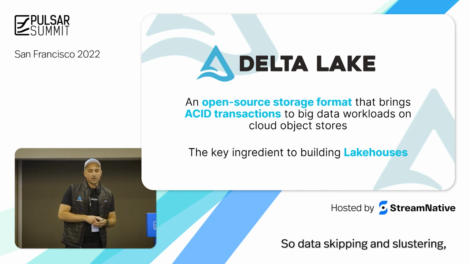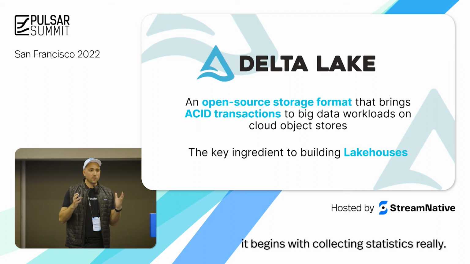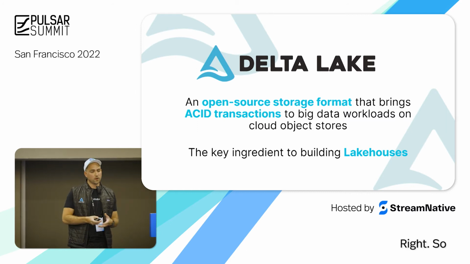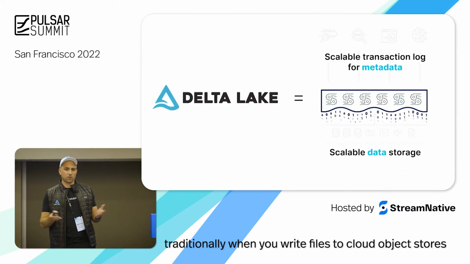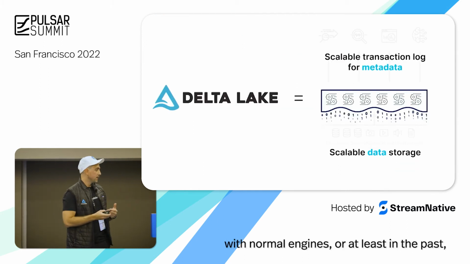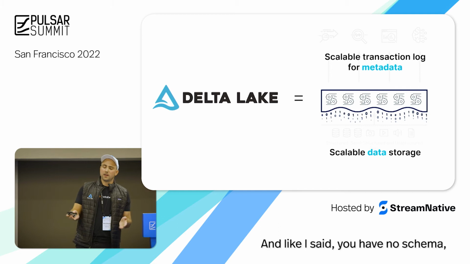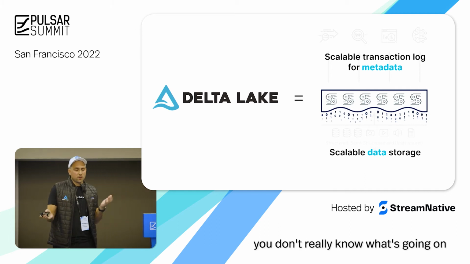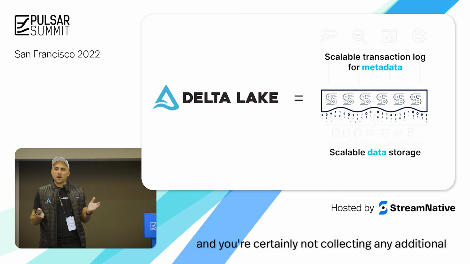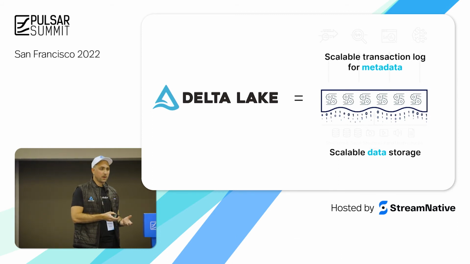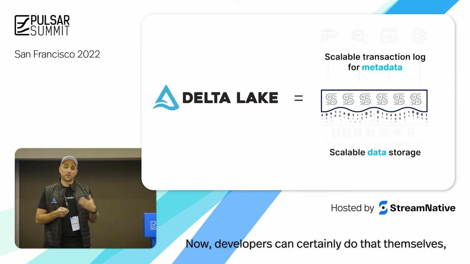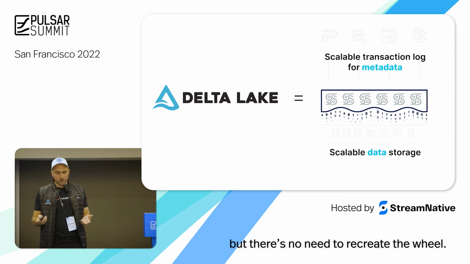So, data skipping and clustering. It begins with collecting statistics, really, right? Traditionally, when you write files to cloud object stores with normal engines, at least in the past, you just dump these files out. And like I said, you have no schema, you don't really know what's going on, and you're certainly not collecting any additional information that might help you filter it later. Now, developers can certainly do that themselves, but there's no need to recreate the wheel.